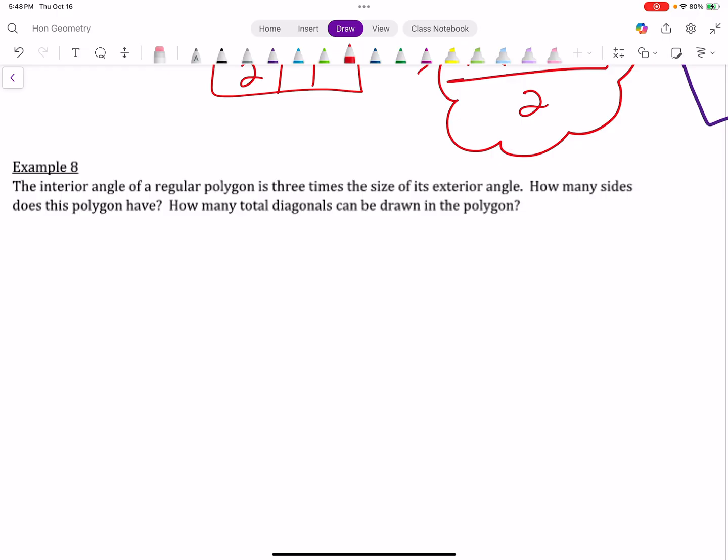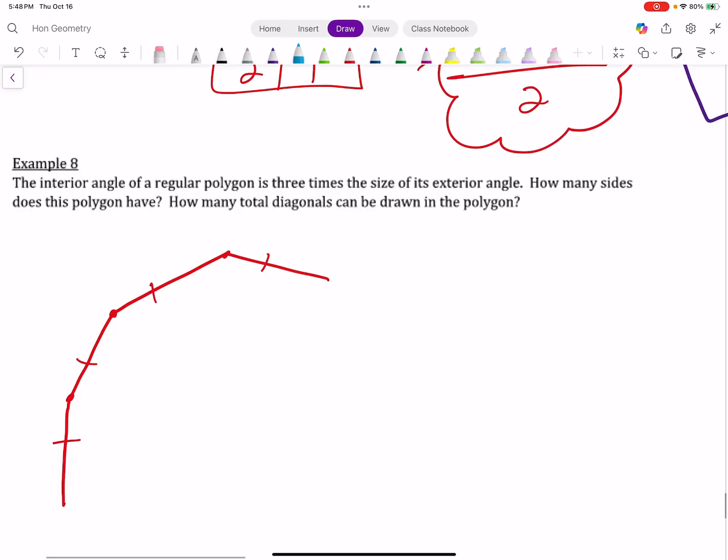So the interior angles of a regular polygon, or the interior angle of a regular polygon, again, don't know how many sides there are, so I'm just making up something. That should look like a corner, and it really doesn't. Let's work up here at this one that looks the best. So the interior angle of a regular polygon is 3 times as big as its exterior angle. So I'm going to extend and say, okay, that's x degrees. Here's 3x degrees. How many sides, so we're hunting for n, does this polygon have? How many total diagonals can you draw?